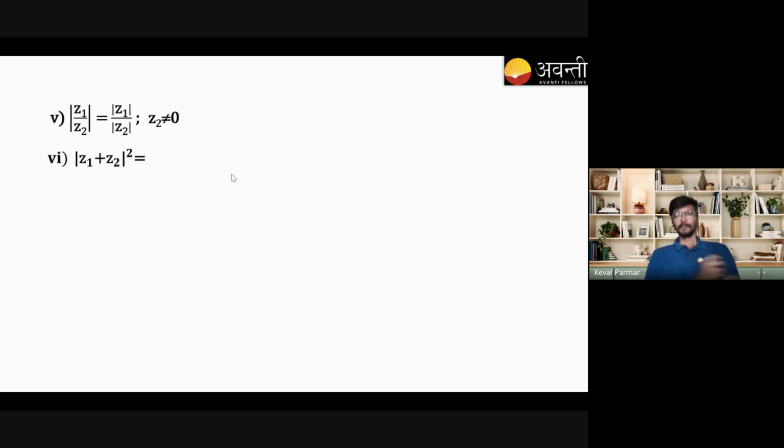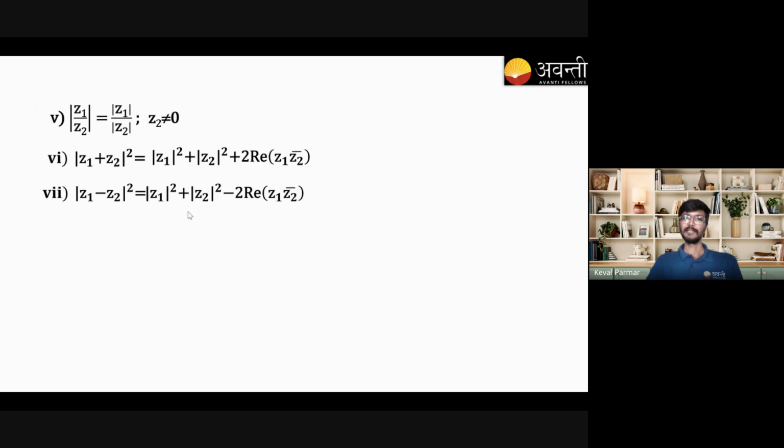In vectors, what is the modulus of a vector plus b vector the whole square? It is a square plus b square plus 2 a vector dot b vector. But since here we do not have dot, what do we have? Real part. Mod z1 square plus mod z2 square plus 2 real part of z1 z2 bar. Please see here very carefully. It's real part of z1 and z2 bar, not z1 and z2. It is z1 and z2 bar.